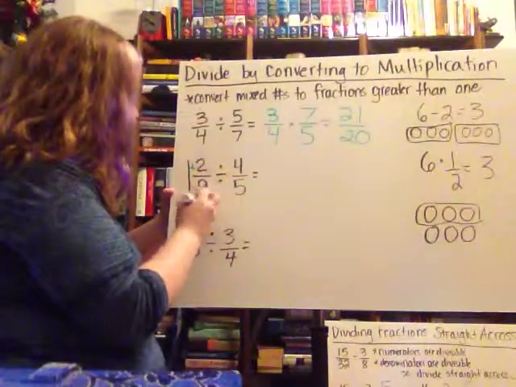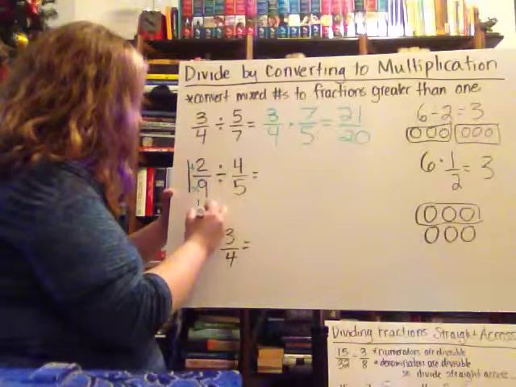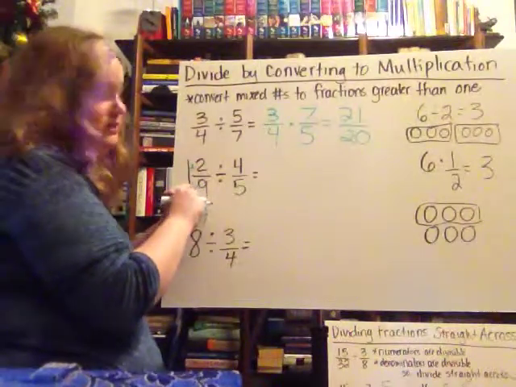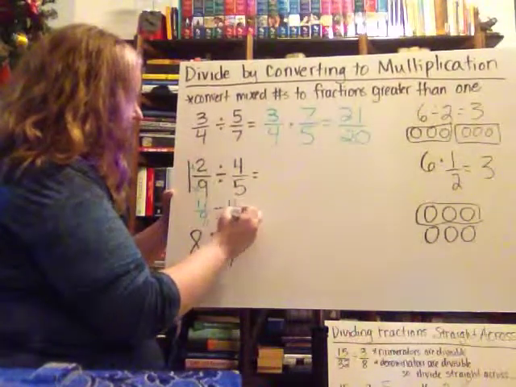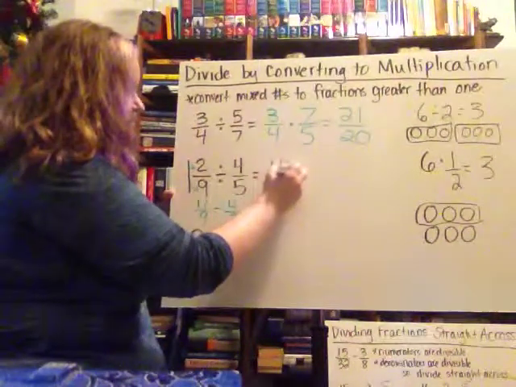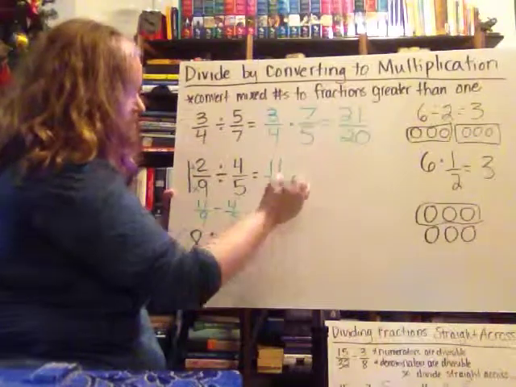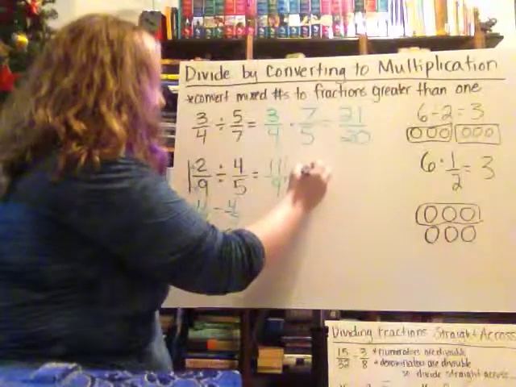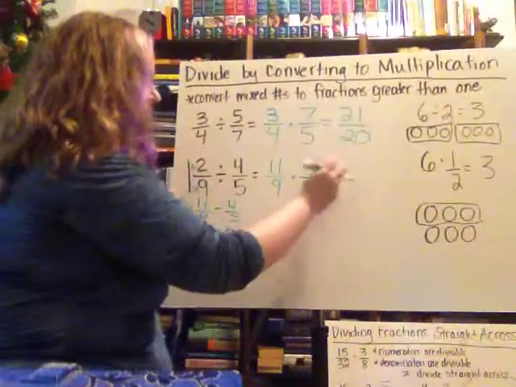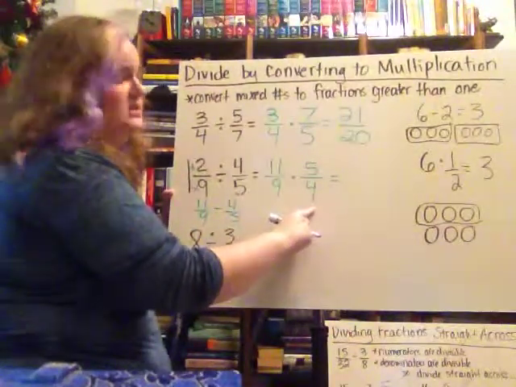And so that problem is going to be 11/9, because remember I'm going to do 9 times 1 is 9, plus 2 is 11, divided by 4/5. I'm going to keep the first number. I'm going to change the sign to multiplication, and then I'm going to multiply by the reciprocal, which would be 5/4. And again, I'm only flipping the divisor.